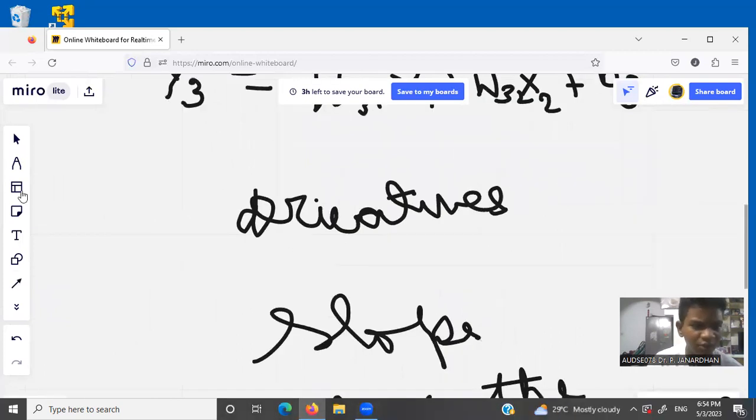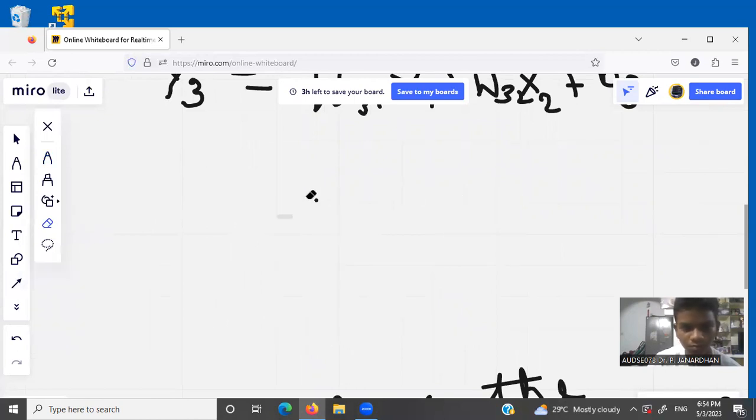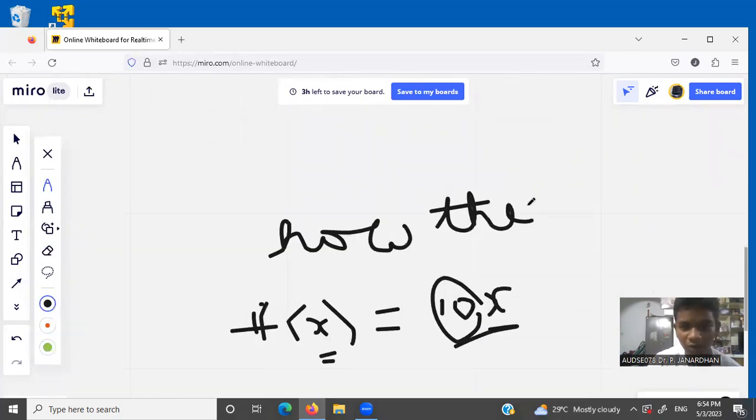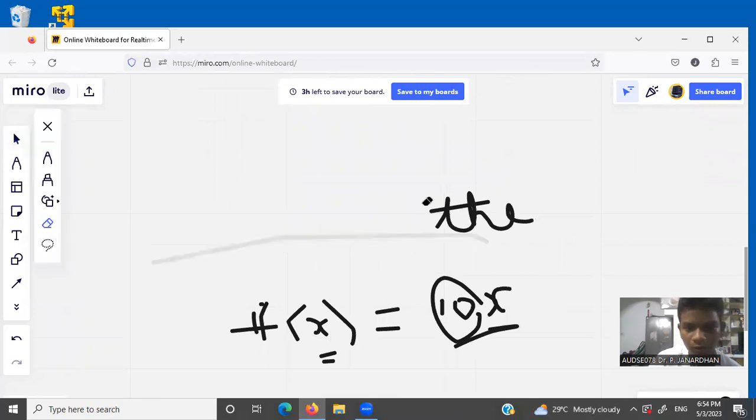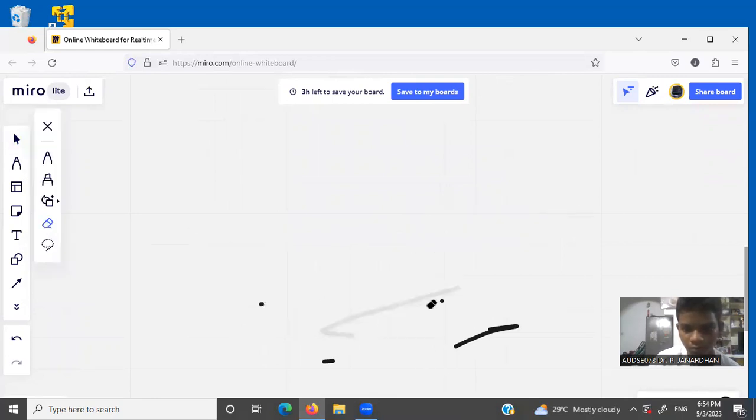So let's see how these values get calculated. I'm just going to move this up. Okay, let's see how these values are going to get calculated.